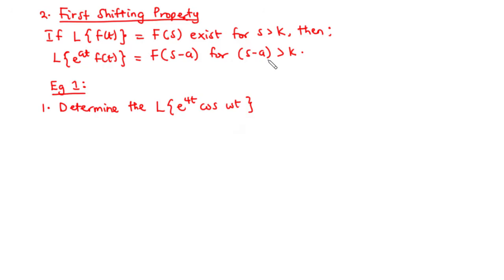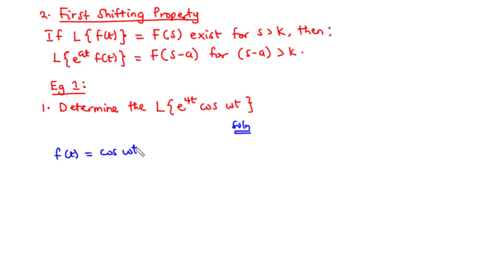Now let's take this example. We are going to determine the Laplace transform of e to the power 4t cos omega t. Now comparing these two Laplace transforms, you realize that e to the power 4t is in the form e to the power at, and then f of t is equal to cos omega t. So we have f of t to be equal to cos omega t.